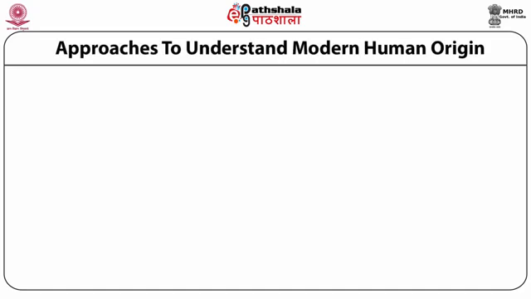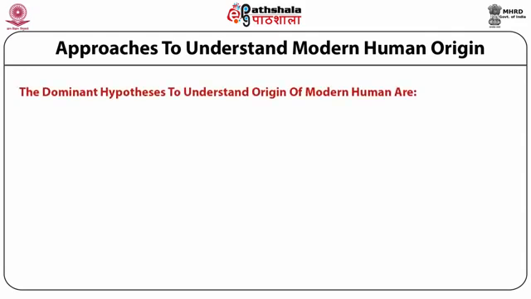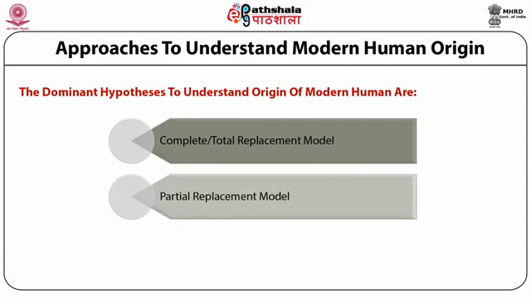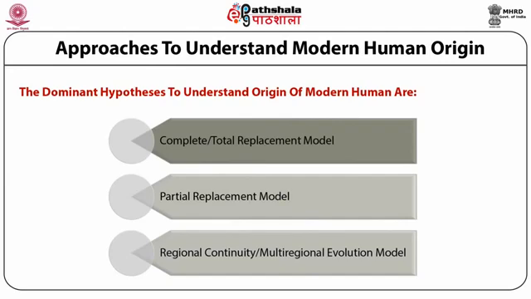Approaches to understand modern human origin. The dominant hypotheses to understand the origin of modern humans are: first, a complete or total replacement model; second, a partial replacement model; third, the regional continuity model, also called the multi-regional evolution model. Complete or total replacement and regional continuity or multi-regional models are two prominent, however totally opposite, views. The third theory, the partial replacement model, is a compromise view incorporating some aspects of both models.